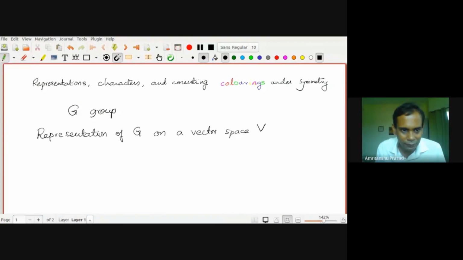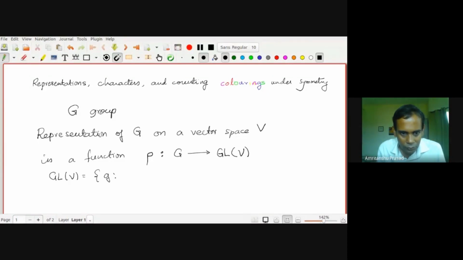So it's a function. I'll use the Greek letter rho for this, from G to linear transformations on V. I'll use this notation, GLV. I don't know if it's familiar to all of you. So what is GLV? GLV is the set of linear transformations from V to V, such that they are linear and invertible.